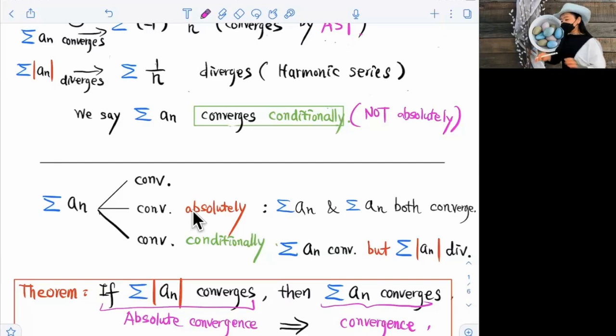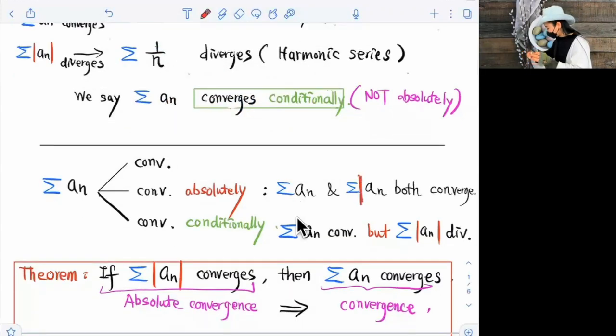Converge absolutely means that the series and also the series with the absolute value over here both converge. If they both converge, then it converges absolutely. So converging absolutely is the stronger kind of convergence. Both converge, absolutely, no question about it.